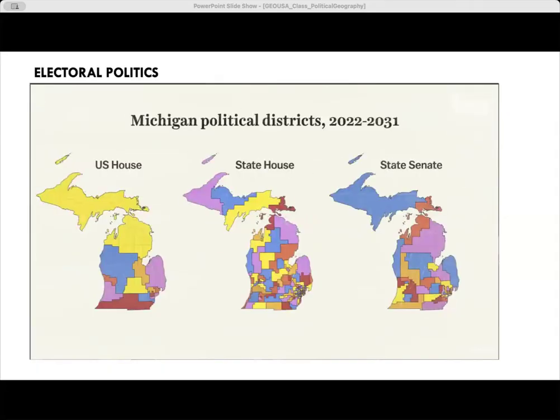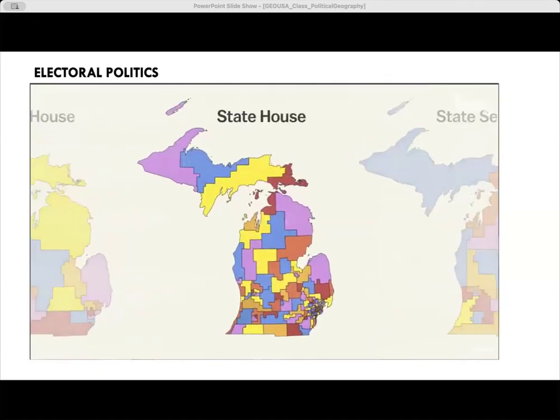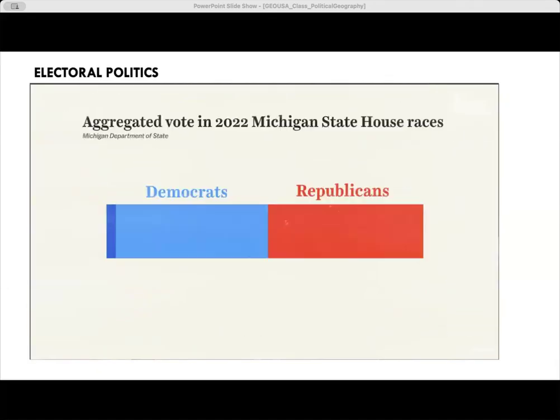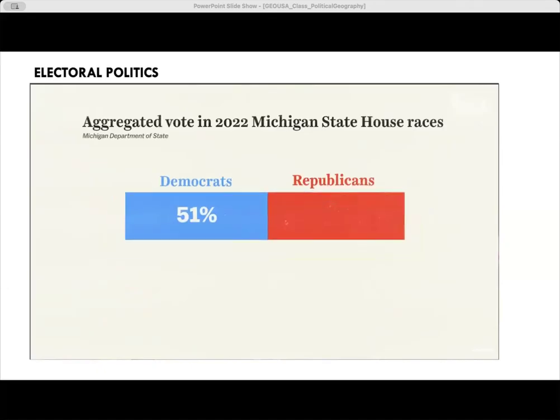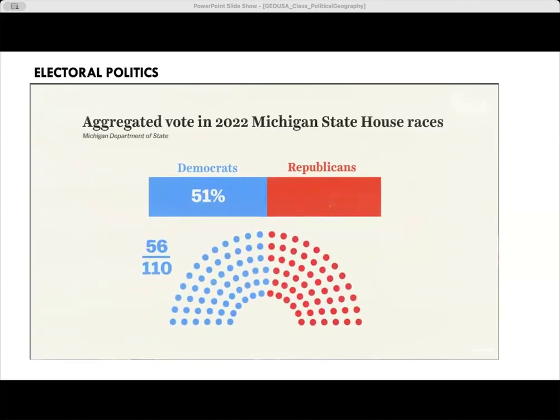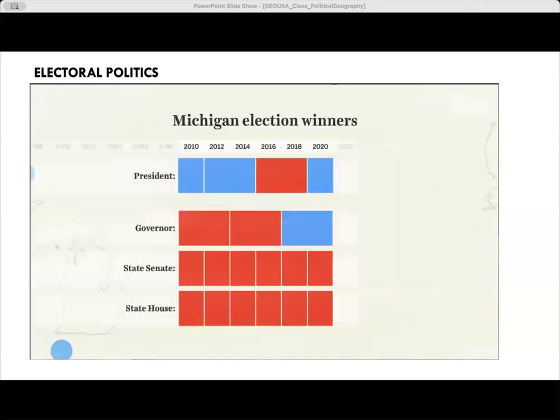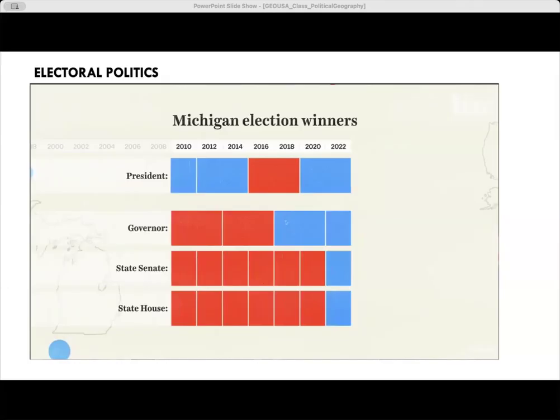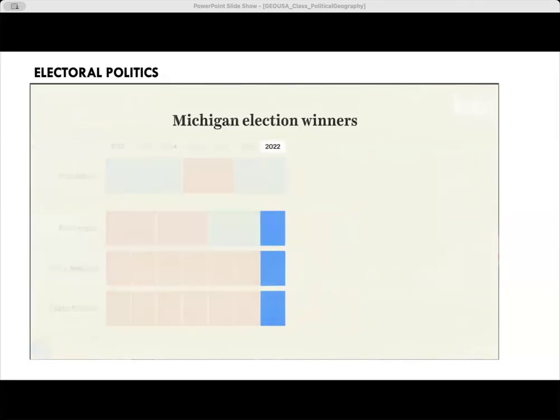In 2022, if you added up all the elections for Michigan state representatives, Democrats won 51% of that vote. And under the new district lines, they won 56 out of 110 seats, which is 51%. Michigan's Independent Redistricting Commission gave Michigan Democrats the opportunity to finally have maps that weren't overly biased to Republicans. Redistricting unlocks a big part of how this happened, but there was more going on here.